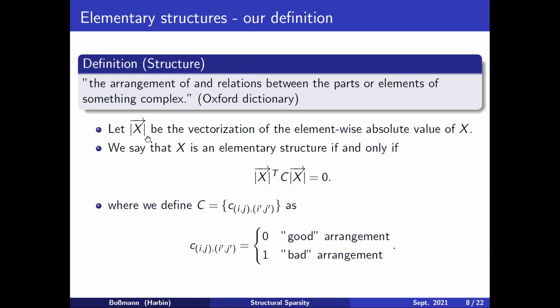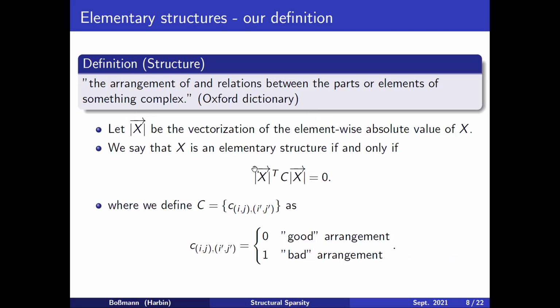Therefore, let's say this x with absolute value and the vector on top should be the vectorized version of our matrix, and the absolute value is the element-wise absolute value, just for notational reasons. And now we can look at the following quadratic form: this vectorized version transposed, times the matrix C, we will later see what this matrix C is, times x.